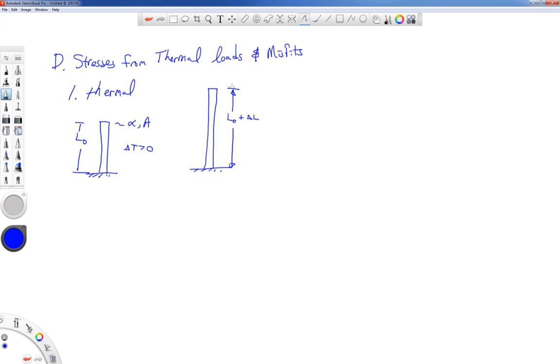We know that the thermal strain, if this is the x direction of the bar, the thermal strain in the x direction is given by the coefficient of thermal expansion times the temperature change, alpha delta T. We also know that strain is the change in length divided by the initial length. So putting these ideas together, we can find that the change in length is equal to alpha delta T times the original length, L0.